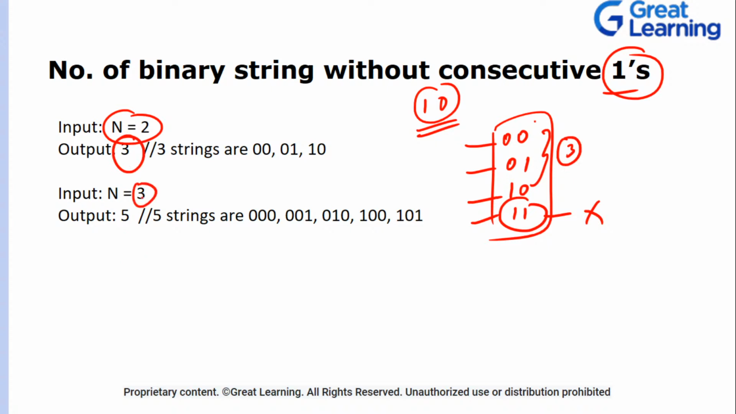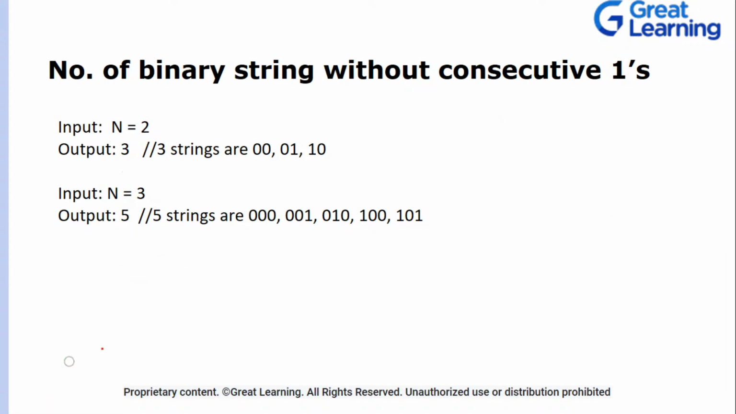Similarly, if n is 3, what are the possible combinations? It will be 0, 0, 0. Or if you're not familiar with this, how do you generate this truth table? Let me give you a simple hack. If there are 3 digits, you can write 0, 0, 0, 0, then 1, 1, 1, 1, then 0, 0, 1, 1, 0, 0, 1, 1, then 0, 1, 0, 1, 0, 1, 0, 1.